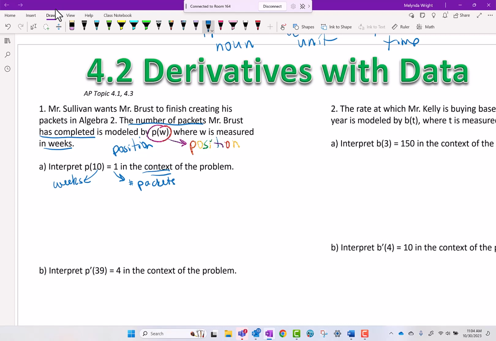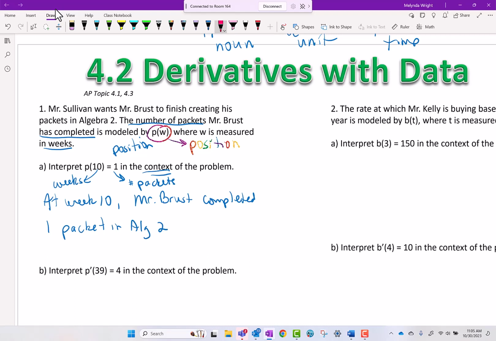So I would say, at week 10, and that gives me my time. At week 10, Mr. Brust, and I love for you to say back the words that they have said in the prompt. You're actually saying things from the prompt. At week 10, Mr. Brust completed one packet in Algebra 2.